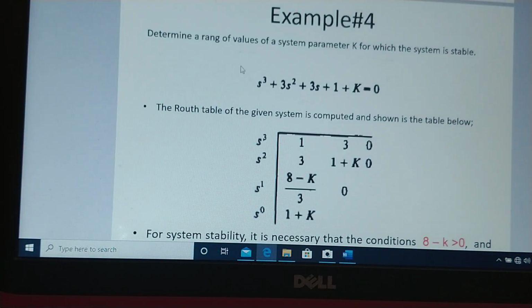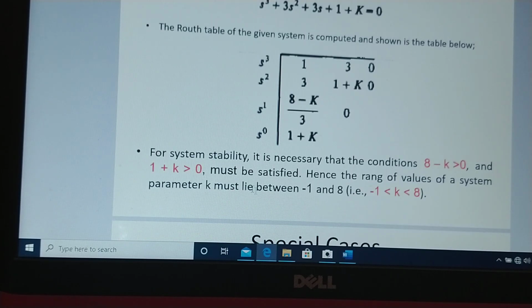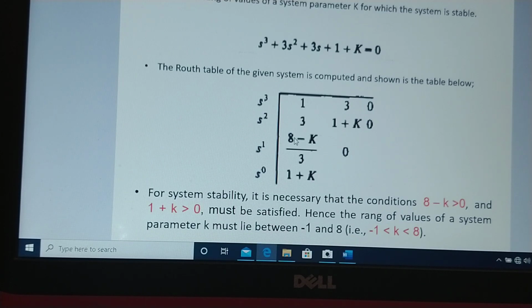Example 4: determine the range of values of the system parameter k for which the system is stable. s^3 + 3s^2 + 3s + 1 + k = 0. Okay, s^3: 1, 3, 0; s^2: 3, 1 + k, 0; then (8 - k)/3, 0, and 1 + k. For system stability, it is necessary that 8 - k should be greater than 0 and 1 + k greater than 0. If we combine these two, k lies between minus 1 and 8. So between minus 1 and 8, it will give you a stable system.